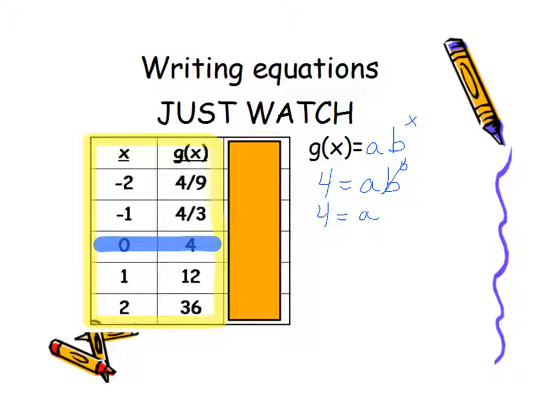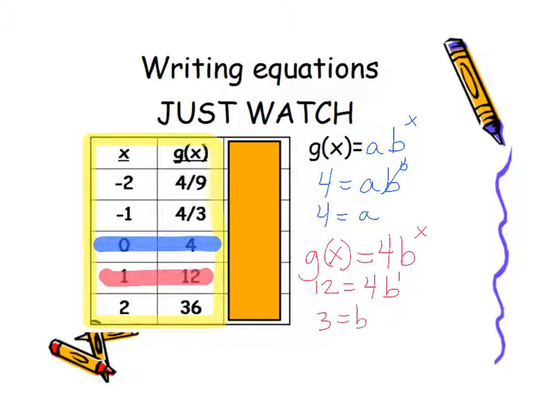All right, the next thing though, I don't know what b is. I'm going to start over here, back to my g of x equals, but this time, since I know what a equals, I'll plug it in. And then I'm going to use a different ordered pair. I can use any of them, but I'm trying to keep my life simple, so I'm going to put in a 1 for the x and a 12 for the y and see what happens. B to the first power, that works out nice. I'm just going to divide both sides by 4, and I have my b.